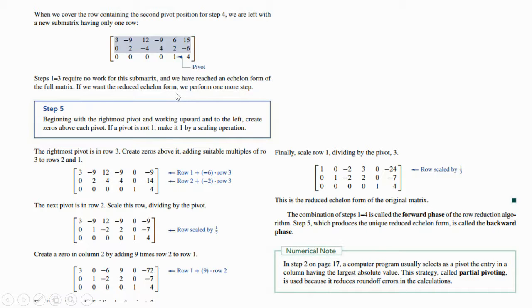But sometimes we want to get it into a reduced row echelon form. So we perform, it says one more step. Actually, it's several steps. But beginning with the rightmost pivot and working upward, you change the pivots into 1s and eliminate them. So at the end, what you have is basically 1, 1, and 1. And so that is called the forward phase of the row reduction, and that's the algorithm. And that produces a unique reduced row echelon form.